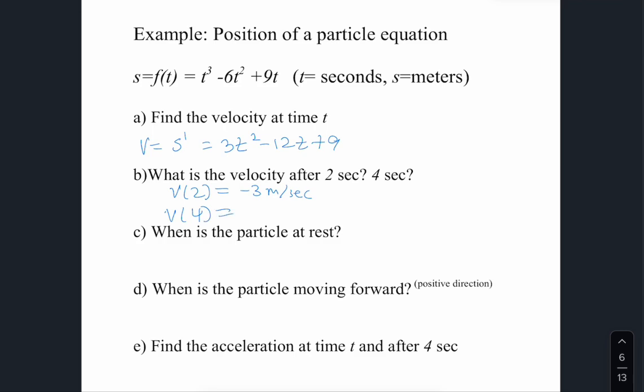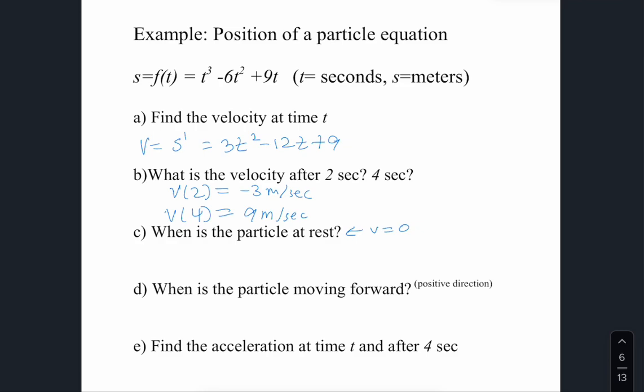What's happening there? Well, 3 times 4 squared minus 12 times 4 plus 9 is 9 meters per second. So this particular particle is sometimes heading downward and sometimes heading upward. So it's kind of zigzagging up and down. So when is the particle at rest? Well, a particle at rest implies that our velocity equals 0 because it had stopped its motion.